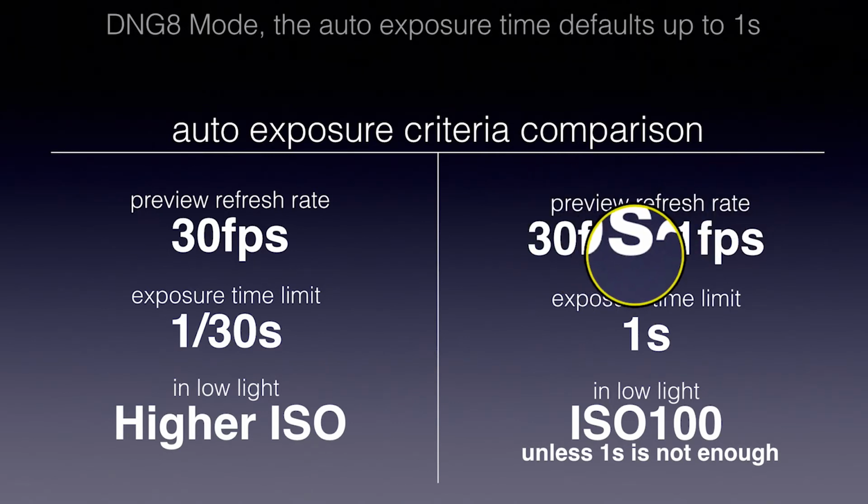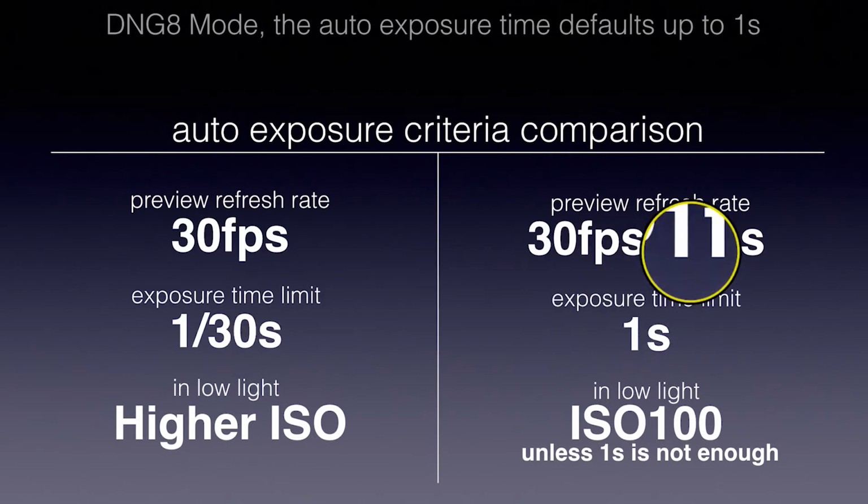After this upgrade, the preview refresh rate now varies between 30 frames per second and 1 frame per second. It depends on your exposure time. So if your shutter speed is way faster than 1/30 of a second, the preview refresh rate will be 30 frames per second. But if you were shooting slower, like 1 second, now the refresh rate will be 1 FPS, which means the preview will change every second.